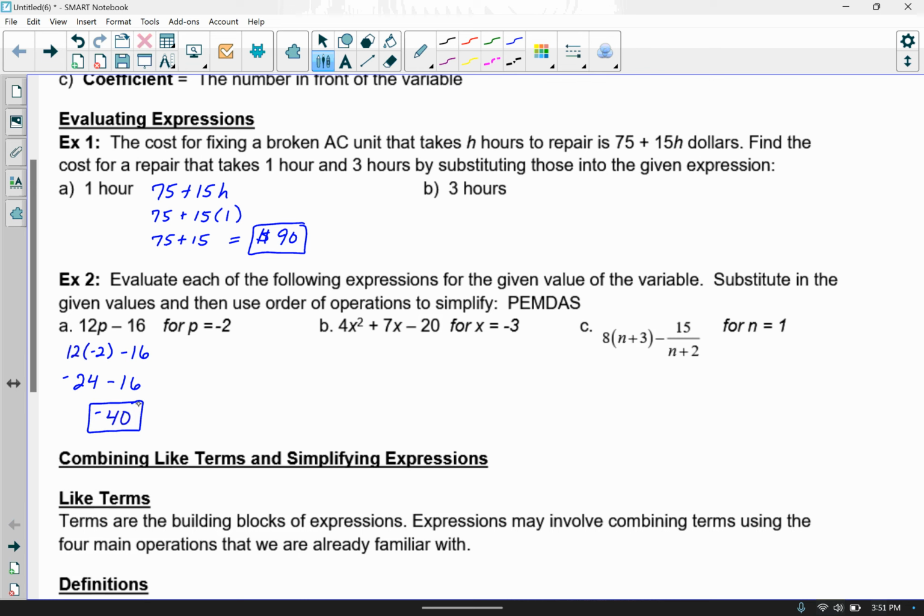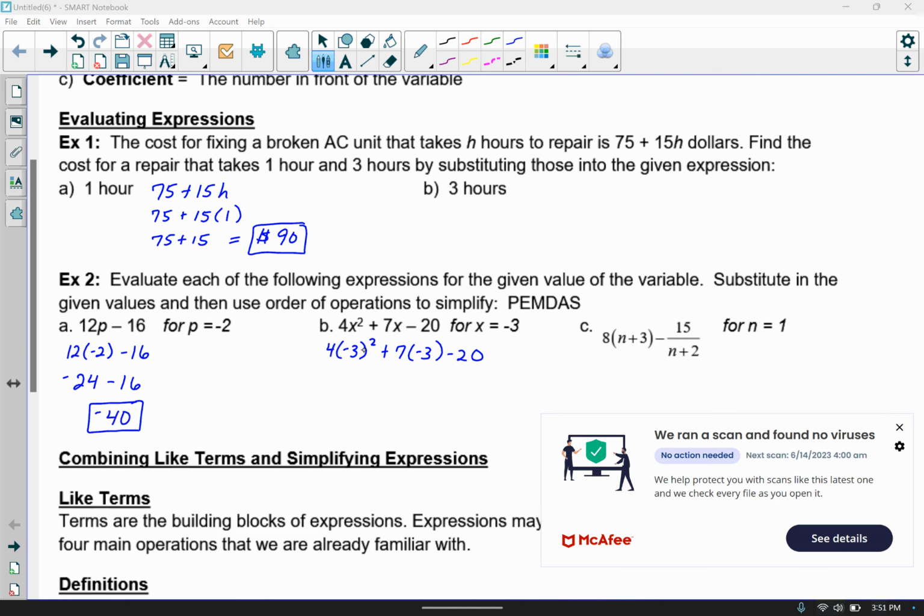Let's move over to letter B. Letter B, here's our expression, and for each of those x's, everywhere I see an x, I'm going to plug in -3. So I have 4 parentheses -3 squared plus 7 times -3 minus 20. So everywhere I see an x, I'm plugging in -3. According to order of operations, I've got to square this -3 before I can multiply by 4. So I'm going to burn a step here. -3 squared is like saying -3 times -3. So a negative times a negative gives you a positive 9.